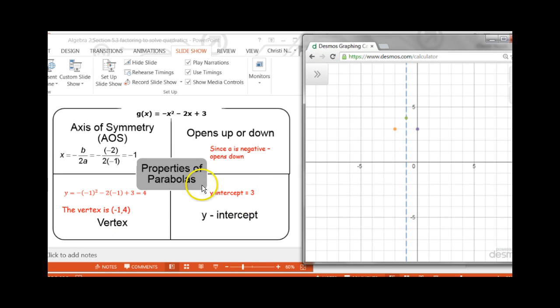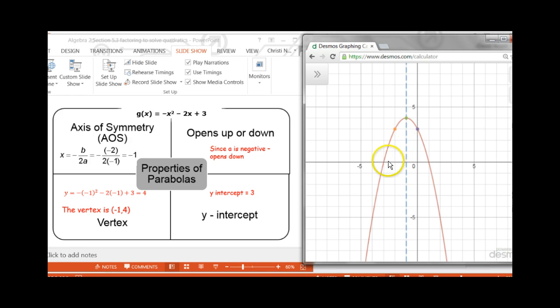Next, we're going to plot the y-intercept, which is a point on the y-axis at 3, and we're also going to plot the point that's symmetrical here, which makes it at -2. Connecting all of these points and remembering that our graph goes down, we see a parabola that looks like this.